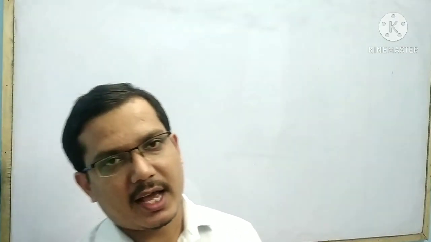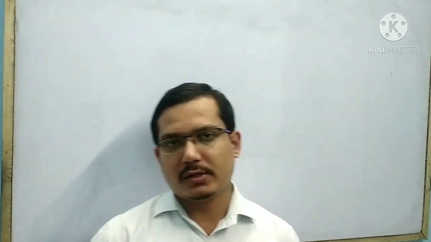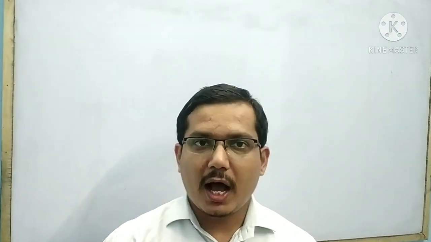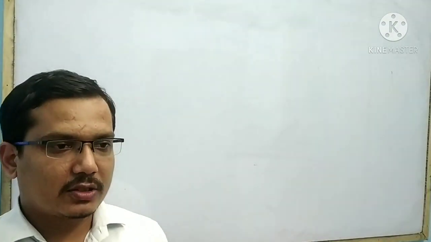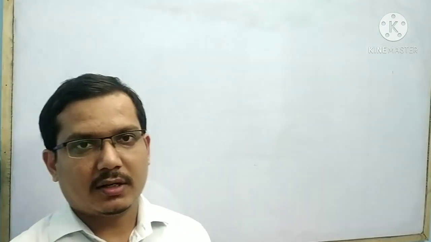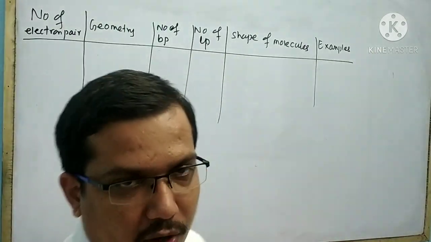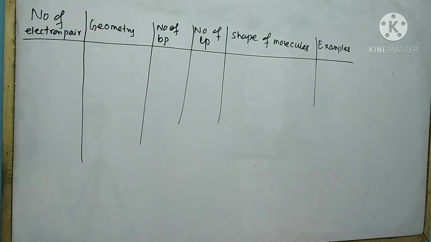In the previous class I discussed the molecular orbital diagram of some molecules and also the postulates of VSEPR theory. Now I am going to discuss some molecules and their shapes. Before discussing the shape of a molecule, it is important to remember this table.